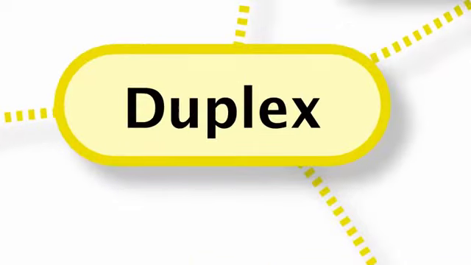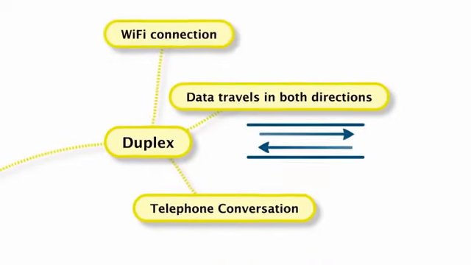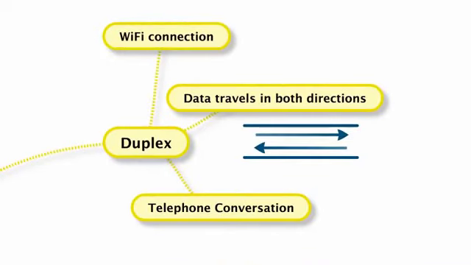Right, the next type we're going to look at is duplex, and it should be quite common sense. Simplex is one direction, duplex you're talking of two directions, and duo is another word for two, so two directions. Data travels in both directions.